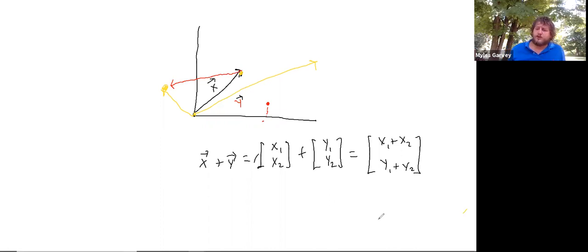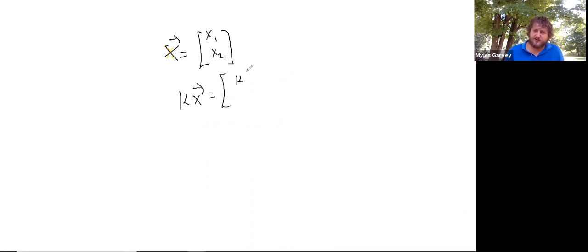Okay, now, what about scalar multiplication? Well, let's think about that. If we have a vector x, where it's determined by x1 and x2, then a vector kx, as we said before, was just k times x1 and k times x2.